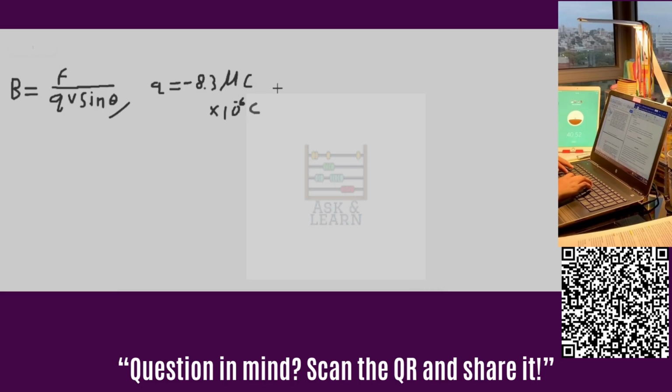We are also given the velocity. Velocity is equal to 7.4 times 10 to the 6th. That's a positive 6. And our units of velocity are in meters per second. We are also given the angle between them, theta, is equal to 52 degrees.